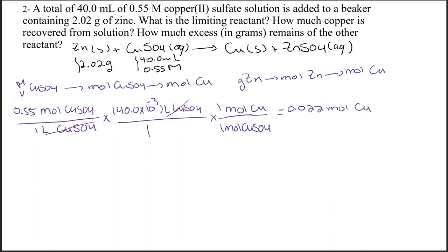Now, let's assume if the entire 2.02 grams of zinc is consumed, how much copper would be produced? So we're going to convert this to moles of zinc first.